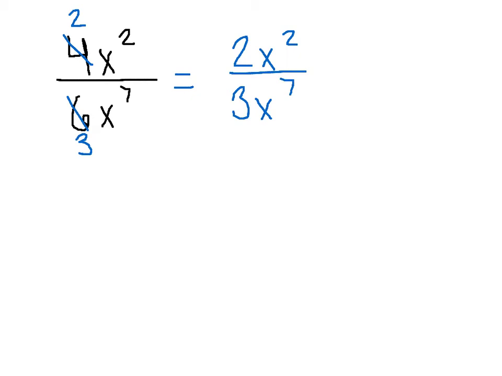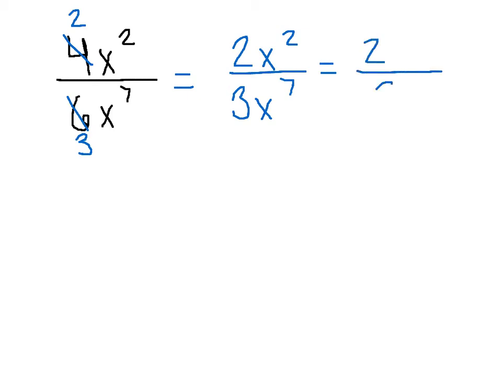But we still have to simplify our x's. So I want you to remember the rule. Whenever you divide two monomials and you have exponents, when you divide, you have to subtract the exponents. Your result will always end up on the top. So you have to think next, what is 2 minus 7? So we're subtracting the exponents.